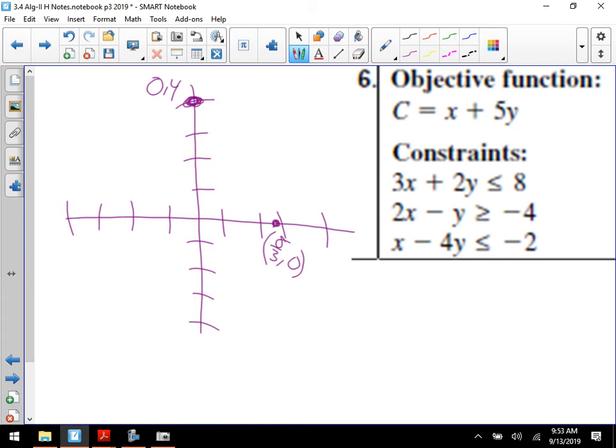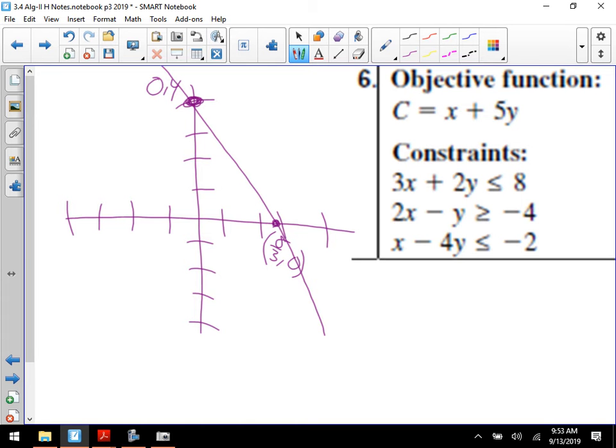For those of you who are getting decimals, stop using decimals, please. No more decimals. There's a fraction button on your calculator. Use it.